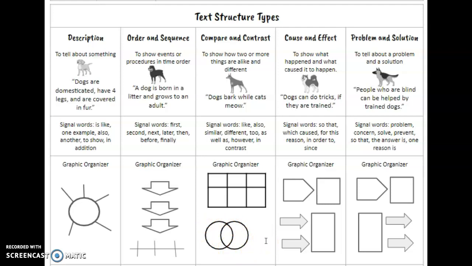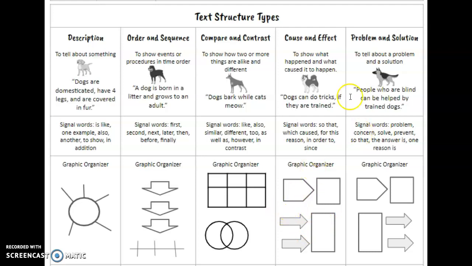For cause and effect, to show what happened and what caused it to happen. Dogs can do tricks if they are trained. Signal words would be so that, which caused, for this reason, in order to, and since. So as you're reading along, you're trying to figure out what type of text structure it has. These signal words could help you say, this is cause and effect. Some good graphic organizers for cause and effect would be an arrow pointing to a box, or it might be that there are multiple causes that make one effect. It could also be that there's one cause that has multiple effects.